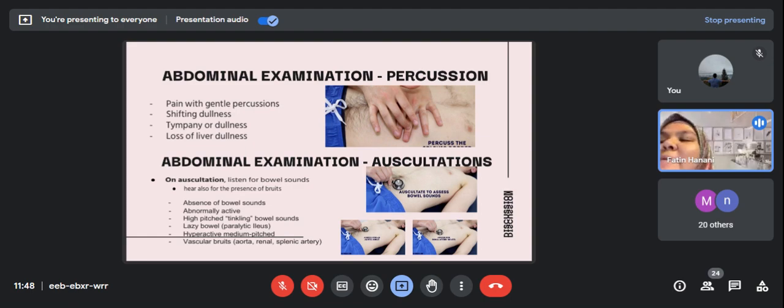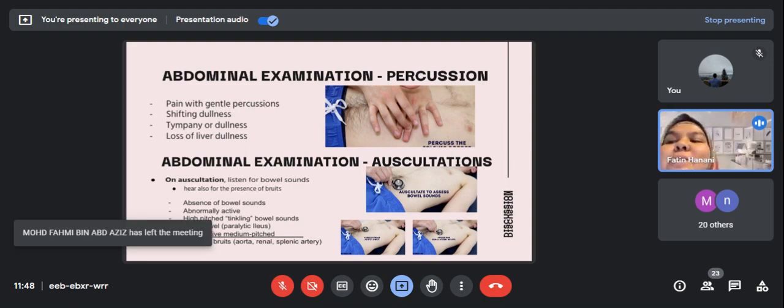Last, we may proceed with the auscultation, which is we listen for the bowel sound at the right lower quadrant, generally at the right iliac fossa.